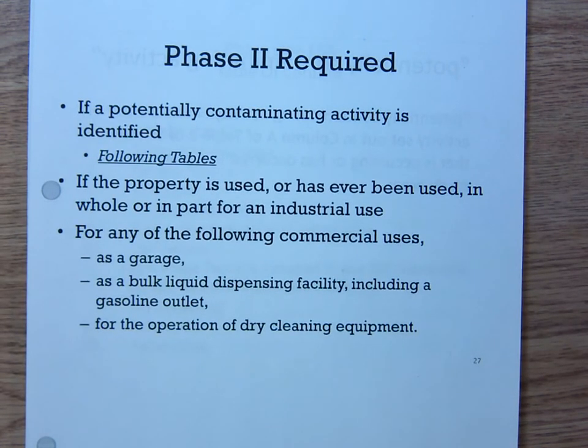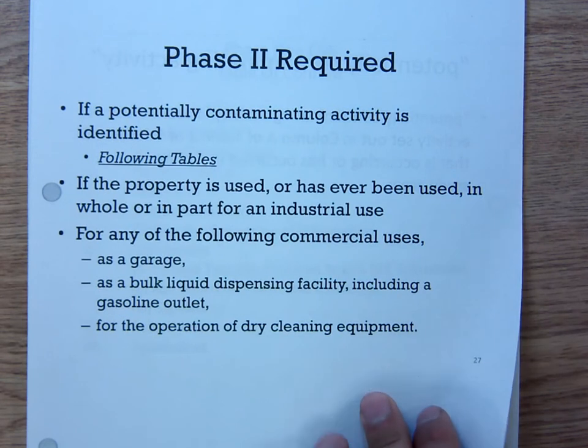Or if the property has been used for any of the following commercial uses: as a garage, as a bulk liquid dispensing facility, including a gasoline outlet, which is pretty obvious, or for the operation of dry cleaning equipment. That's another type of activity that will result in a requirement of a phase 2 environmental site assessment. Okay, let's go through the details of all of these conditions.